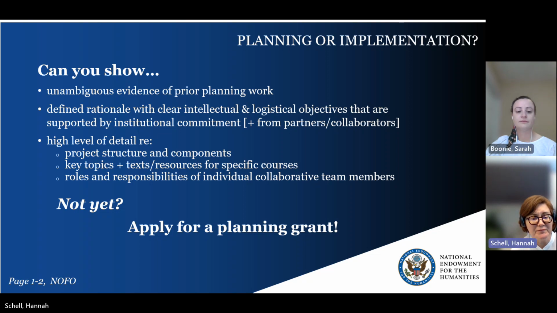So, if you're applying for an implementation grant, you should be ready to supply a pretty high level of detail in your proposal when it comes to areas such as your project structure and components, the key topics, texts, and resources that you would rely on in specific courses, the roles and responsibilities of the individual collaborative team members, including any community partners if you have them, or collaborators at other institutions. So if you're not there yet, you might think about applying for a planning grant. You don't have to get a planning grant to receive an implementation grant, but you do have to have gone through a planning stage and be able to articulate what you've learned from that process.